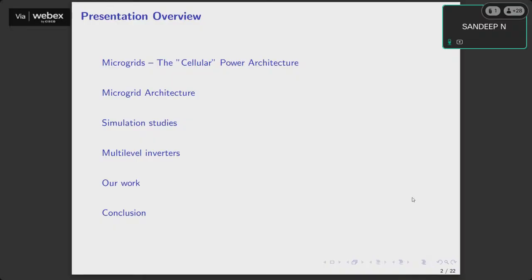A brief introduction again. Then I'll try to showcase some of the work that we are doing or that we have already done in this particular area, and then I'll conclude the presentation. So that is what the overall presentation would look like. So let us start.